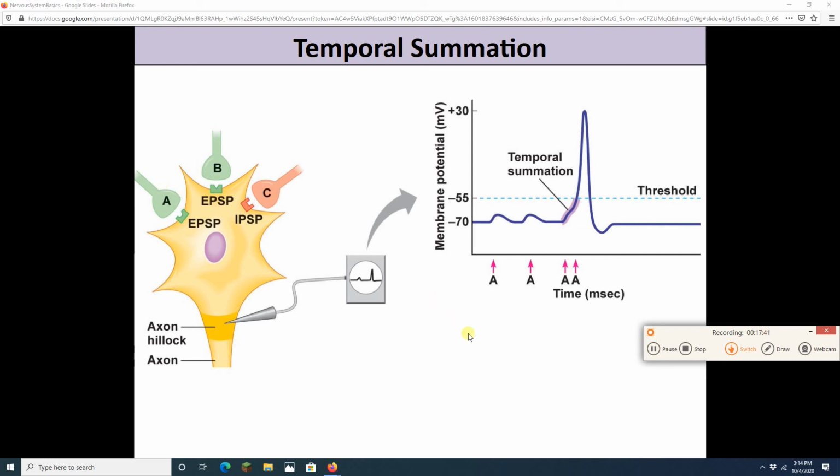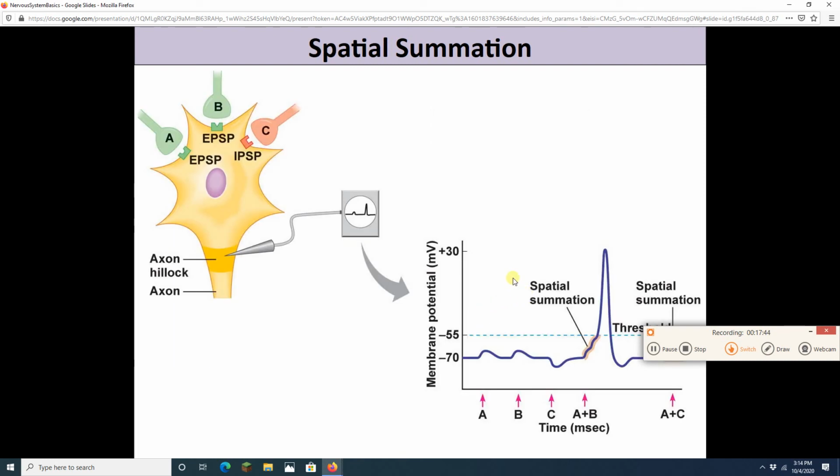But that's not the only thing that can happen. Let's check out another example. Remember, we had three presynaptic neurons synapsing with this postsynaptic neuron right here. Check it out. Graded potential from A gets to the axon hillock, depolarizes but not enough. Graded potential from B, depolarization, gets to the axon hillock. Again, the depolarization there is not enough. C creates an inhibitory postsynaptic potential. That takes us even farther away from threshold.